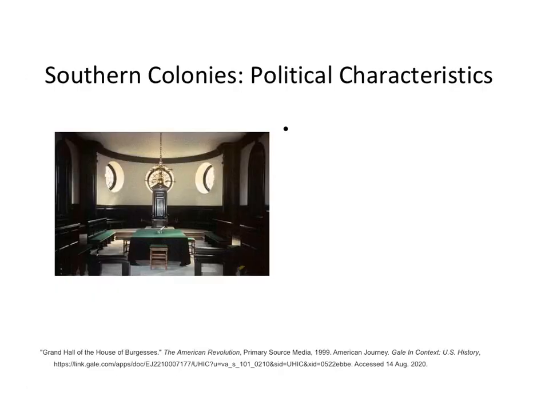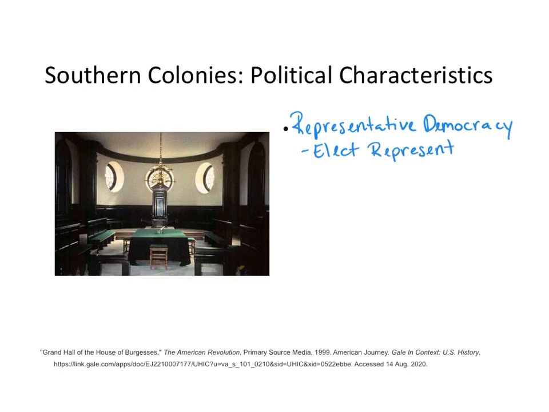First, the Southern Colonies' political characteristics were characterized by a representative democracy. And again, a representative democracy is when you elect someone to represent you. And this is what we have in our current day government.